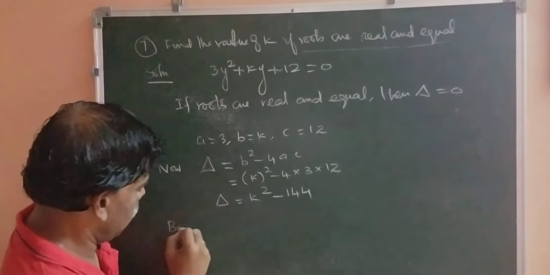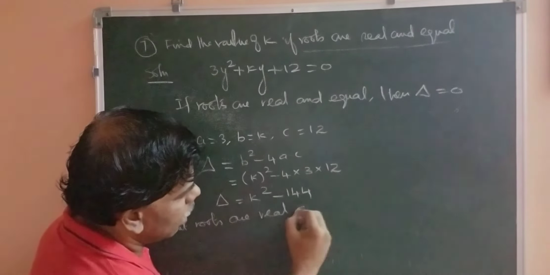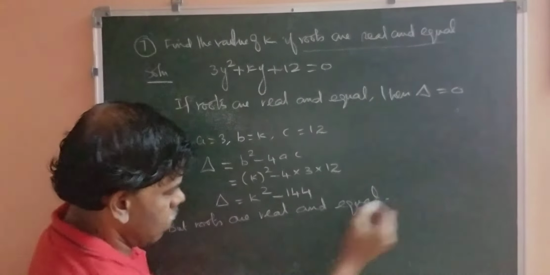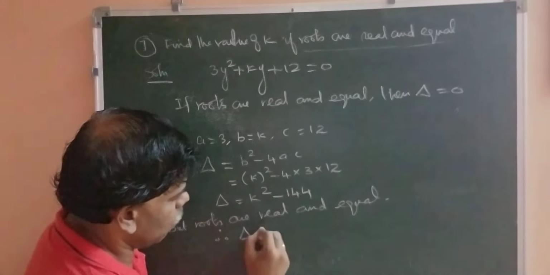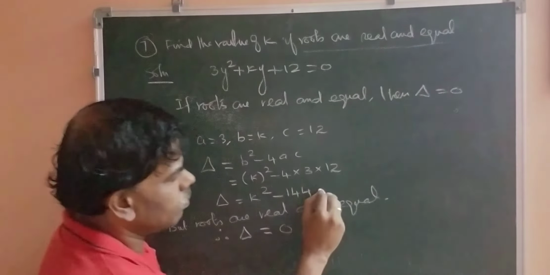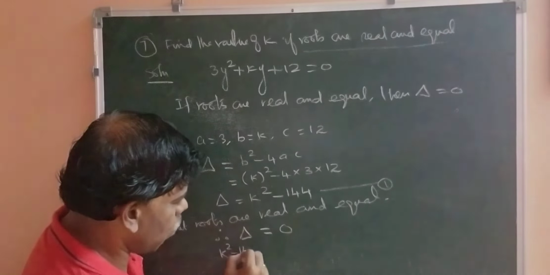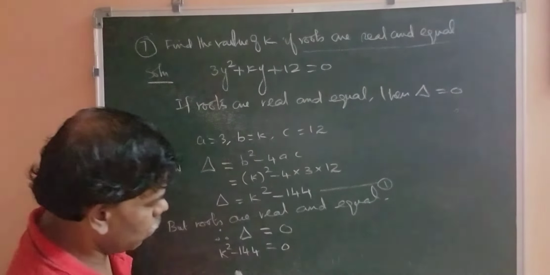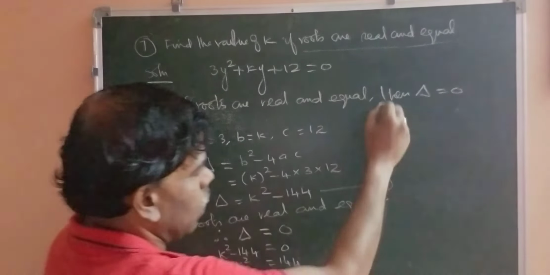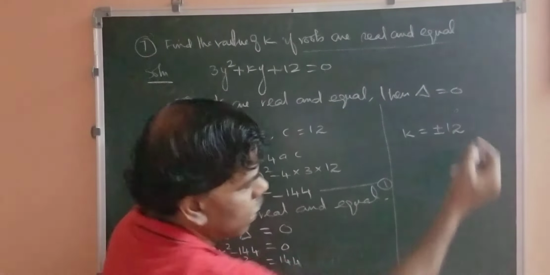But roots are real and equal. Therefore, del equal to 0. But what is del? What is the value of del? K square minus 144 equal to 0. Therefore, K square equal to 144. So, what is K? Plus or minus 12.